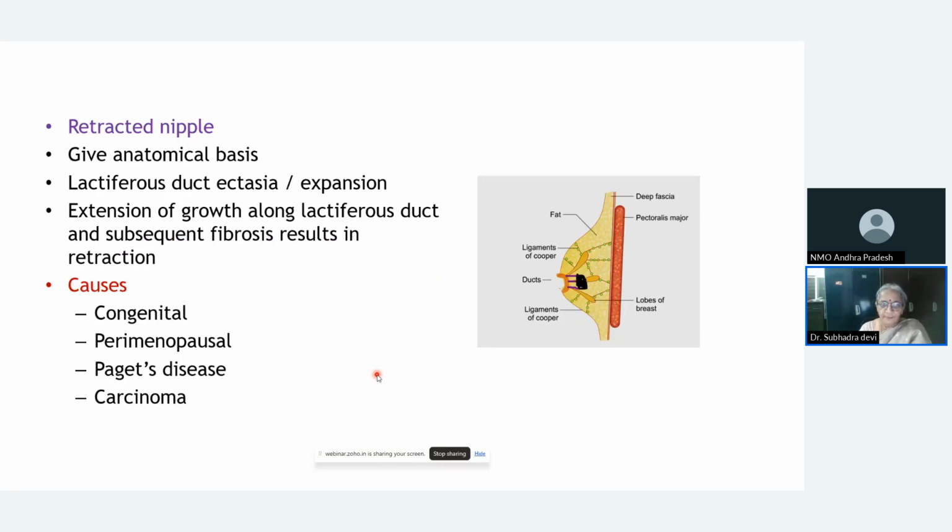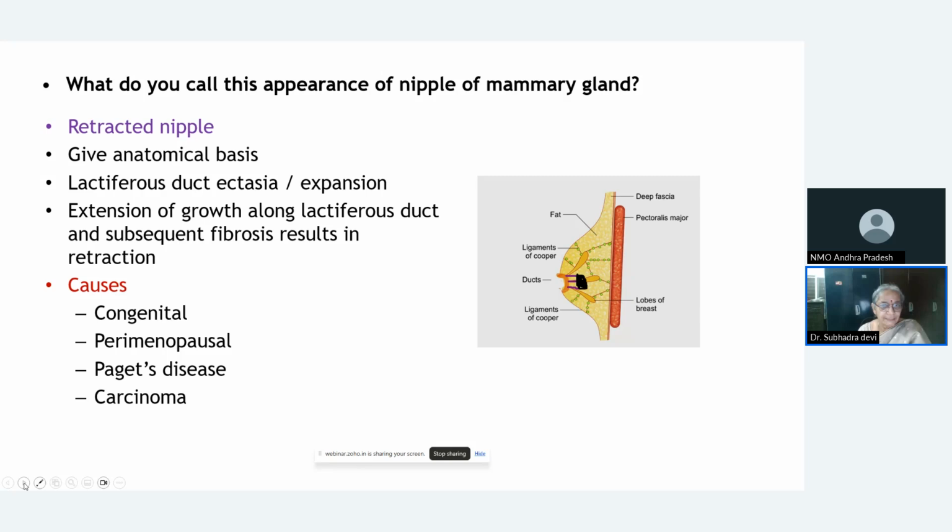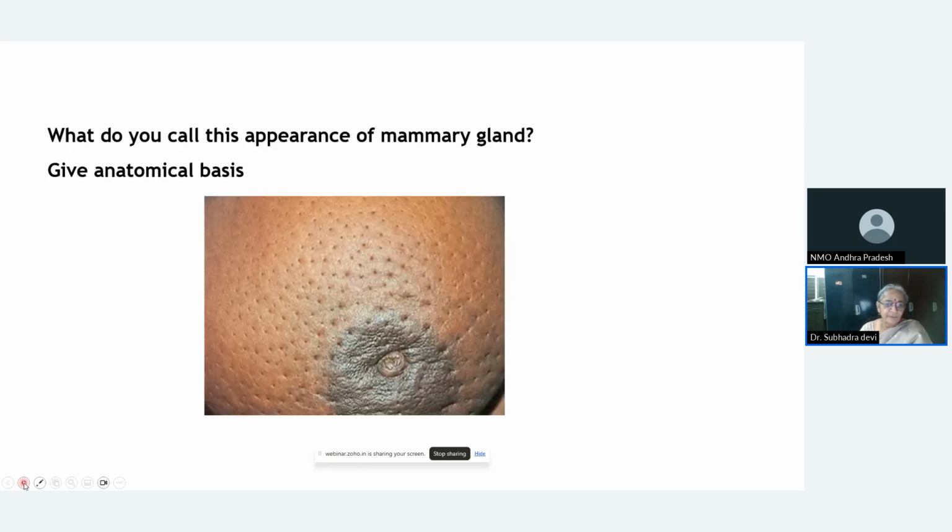That's the explanation. What is the basis for a retracted nipple? This is a malignant tumor. Yes, the lactiferous ducts are involved. The growth extends along the lactiferous duct and causes fibrosis of it. This causes retraction of the nipple. Retraction is also possible in other perimenopausal diseases, but especially carcinoma of breast. You should be able to give the explanation for it.